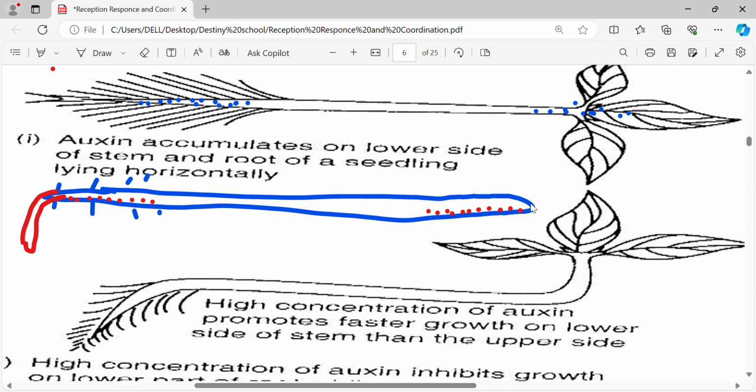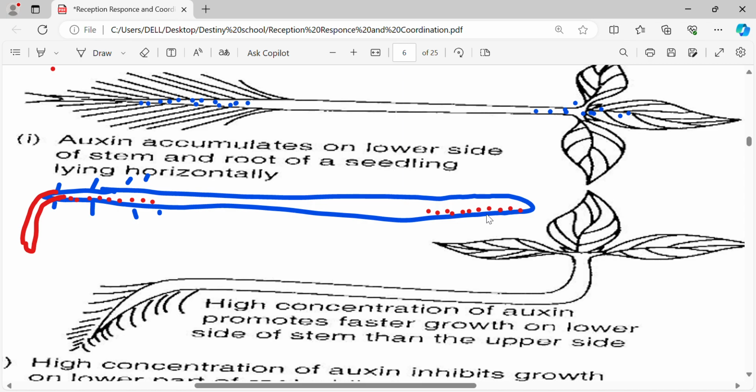Then let's talk about the shoot. How come the shoot is able to grow upwards? So we want to see why the shoot is able to grow upwards. The same logic: gravity will push the auxins to the lower side, so there will be a high concentration of auxins on the lower side. But remember, this is the shoot. In the shoot, a high concentration of auxins promotes a faster growth rate.